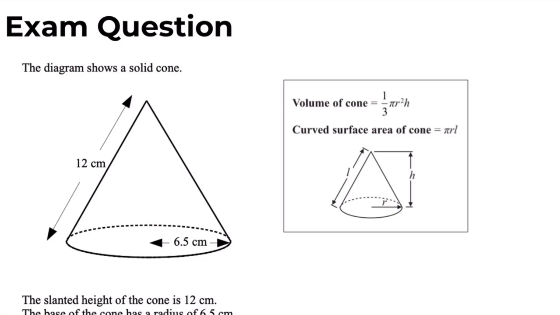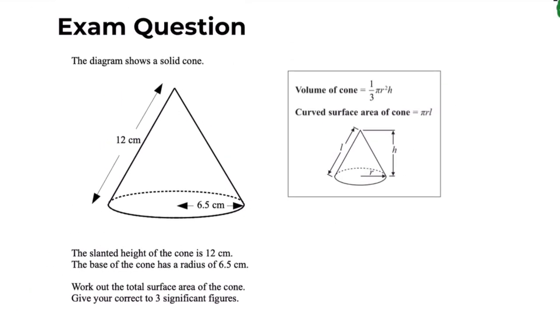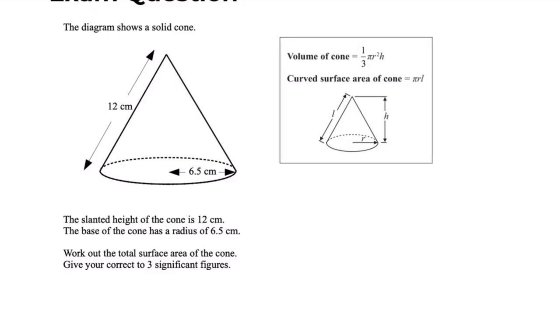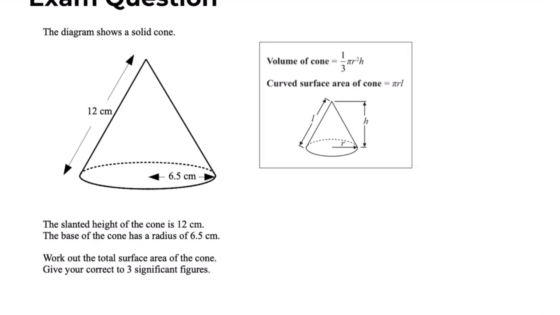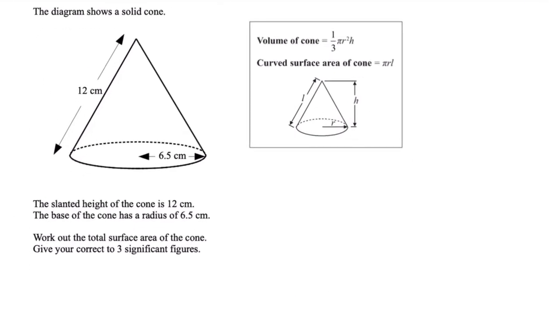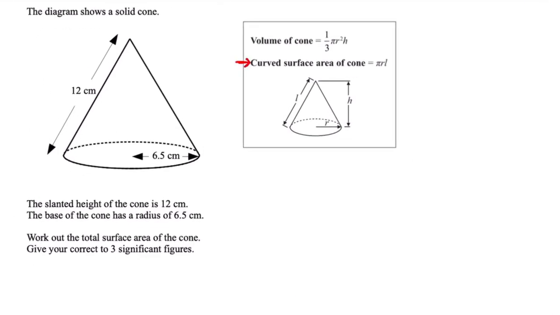So if I start going through it, it says we need to work out the total surface area of this cone. When we're working out the surface area, you need to make sure that you're using the correct formula. I can see some of you have written in your answers using the wrong formula. Make sure that you use the correct formula. It says surface area, so we're using the second formula.